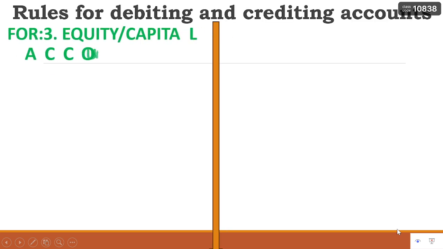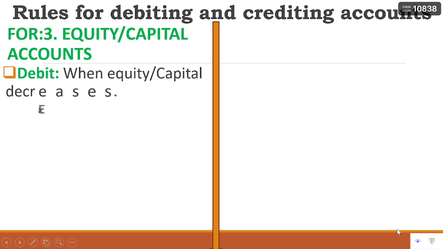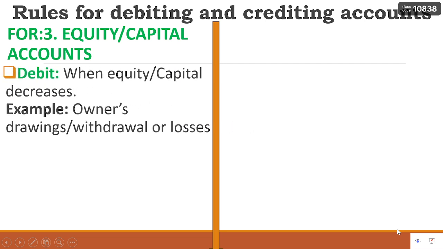Three, the third rule, the equity or capital account rule. You debit an equity or capital account when equity or capital decreases, for example the owner's drawings, withdrawals, or losses. Any kind of withdrawal, any loss, or any drawing you've made, you have to make sure you debit the capital. You are reducing the capital, the equity that you have.